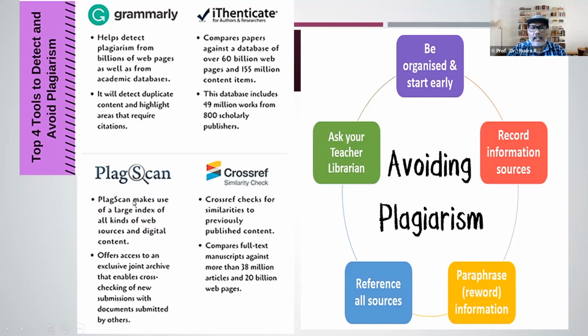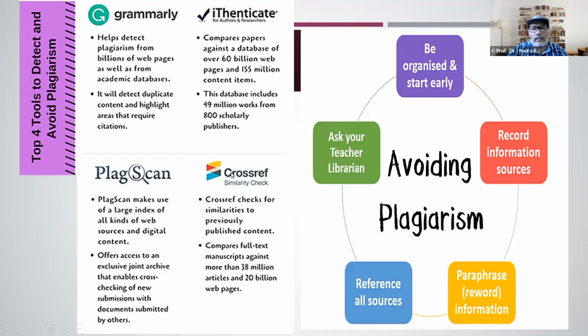Plagiarism makes us different by using large indexes of all kinds of web sources, different digital content, multimedia, mass media, right? It offers access to an exclusive joint archive that enables cross-checking of new submissions with documents submitted by others. So Plagiarism is also there. You can see this lens S. S is the notion of the scan, S is the notion of the similarity index. Okay, so this is also there.